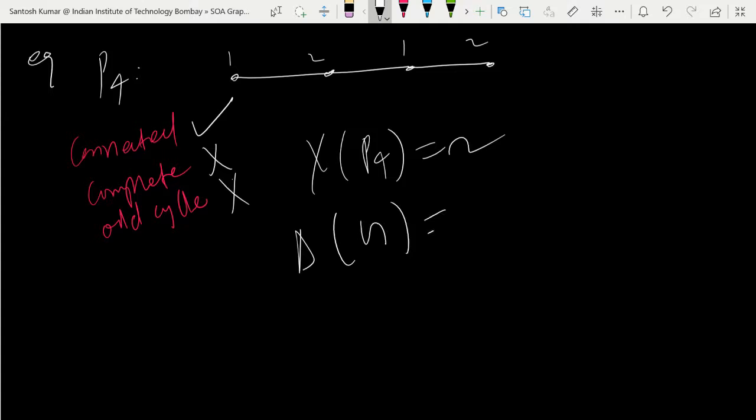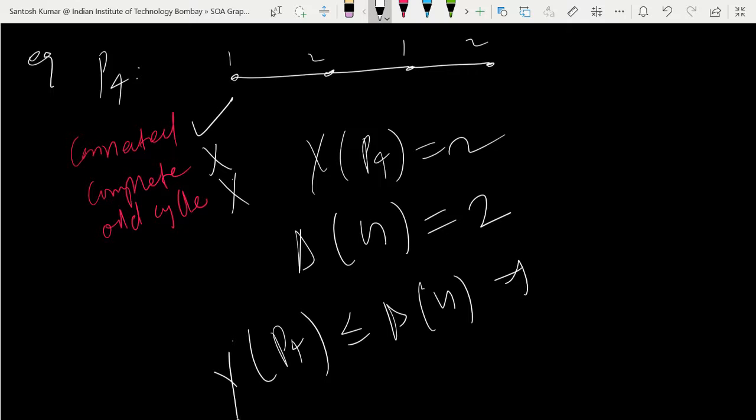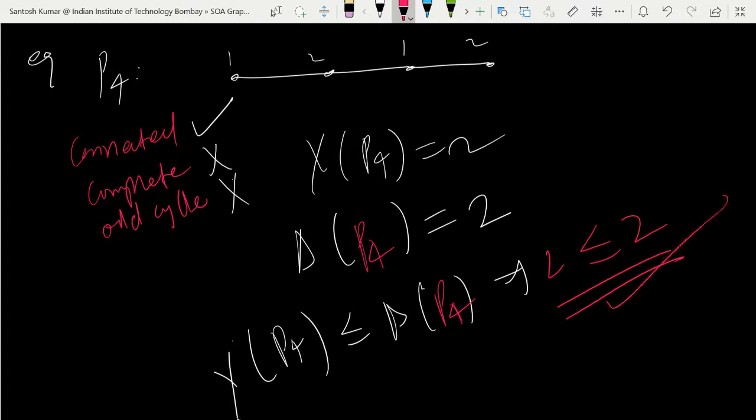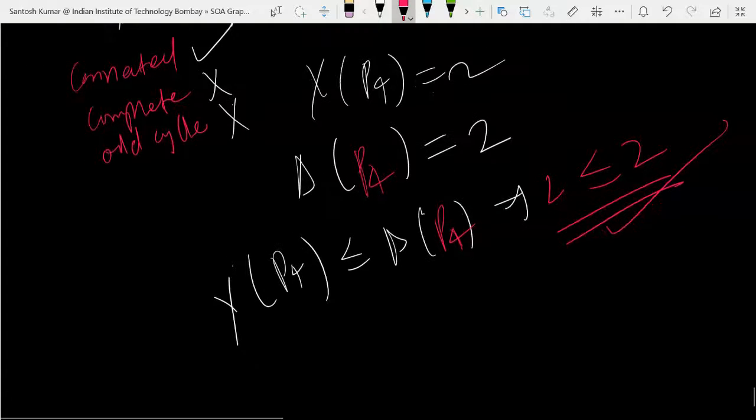And delta G is 2, so the highest degree of a vertex is going to be 2. So the chromatic number of P4 is less than or equal to delta G. Because G is P4, 2 is less than or equal to 2, that is correct. So this result holds.